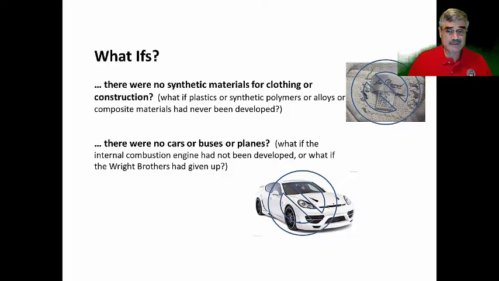What if there were no synthetic materials for clothing or construction? You may not think about this a lot, but many of the clothes that you wear are made of synthetic fibers. If you actually look around you, unless you look at something that is unfinished wood or a metal surface, almost everything that you can see is some type of synthetic polymer or alloy or composite material. What if there were no cars or buses or planes to get us from one place to another? What if the Wright brothers had given up and not developed flight?